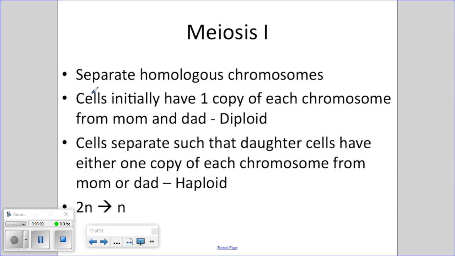Now, at the start of meiosis 1, the key event here is that the homologous chromosomes will separate, and the cells will initially have one copy of each chromosome, one from mom, one from dad. So the cell will start out as being diploid. And the cells separate such that daughter cells have either one copy of each chromosome from mom or dad as they become haploid. So you get that 2N diploid cell that becomes haploid.